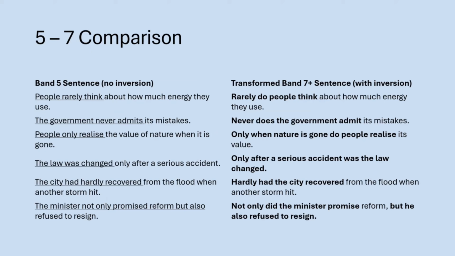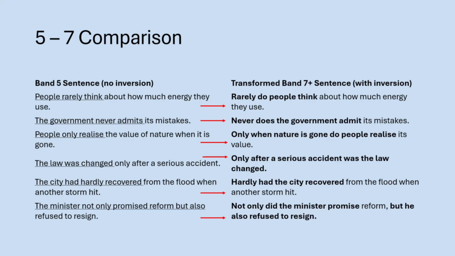And here are some band 5 sentences with approximately band 7 using inversion. Here we go. Band 5: people rarely think about how much energy they use. So the band 7 could look like this: Rarely do people think about how much energy they use. The government never admits its mistakes. Never does the government admit its mistakes. People only realize the value of nature when it's gone. Only when it is gone do people realize its value.